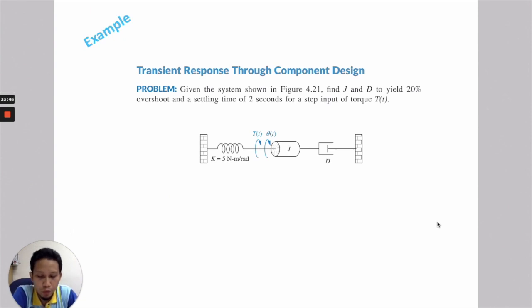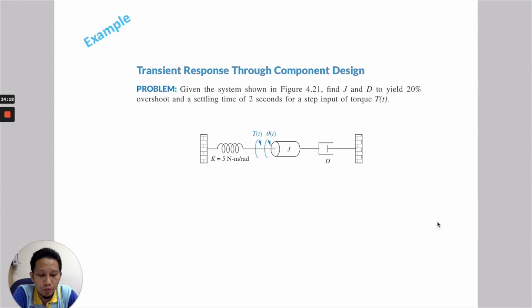So this is the last example for this subtopic of the characteristics of the second order system. Given this rotational problem, we have an inertia J, a spring K, and a damper D, and given torque T, we rotate by theta. Given the system shown in the figure here, we find J and D to yield 20% overshoot and a settling time of 2 seconds for a step input of torque.